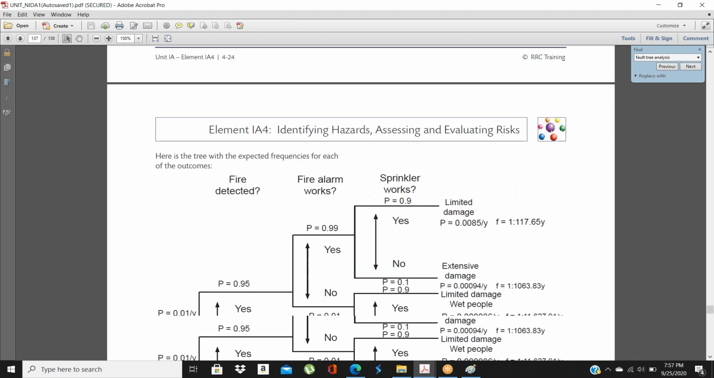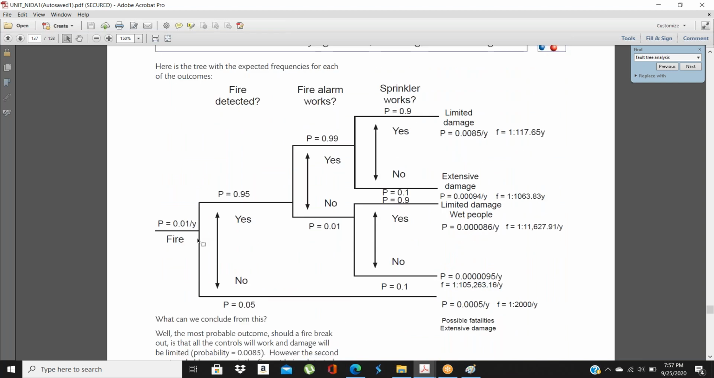And the same for the other things here. We can calculate; this is only a simple calculation. We will go this way, it will give you 0.0094 per year. If you want to convert it to years, then 1 divided by 0.0094 will give you 1063 years. So if you have the system with this specification, this damage will occur in this many years.